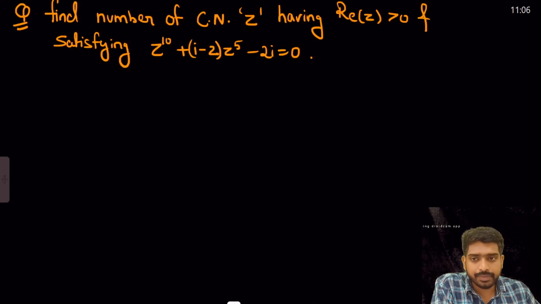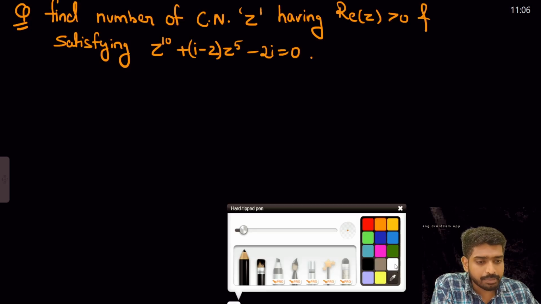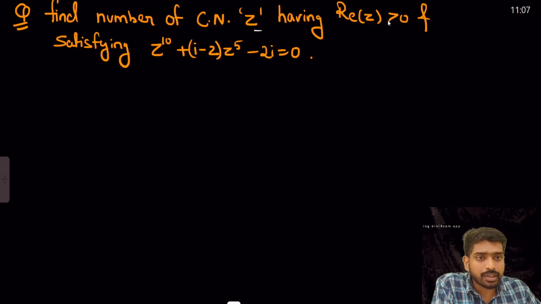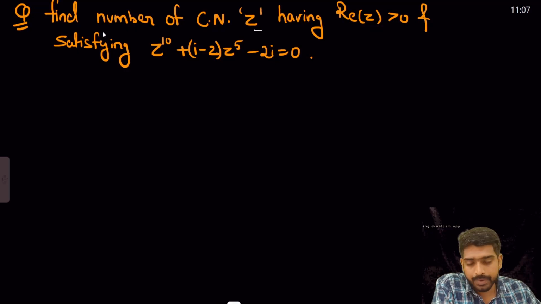The first question they gave is: find the number of complex numbers z having real part of z greater than 0 and satisfying this equation. That means we have to find the solutions of this equation, and after finding all the solutions, we have to count how many there are. So first we'll solve this equation.